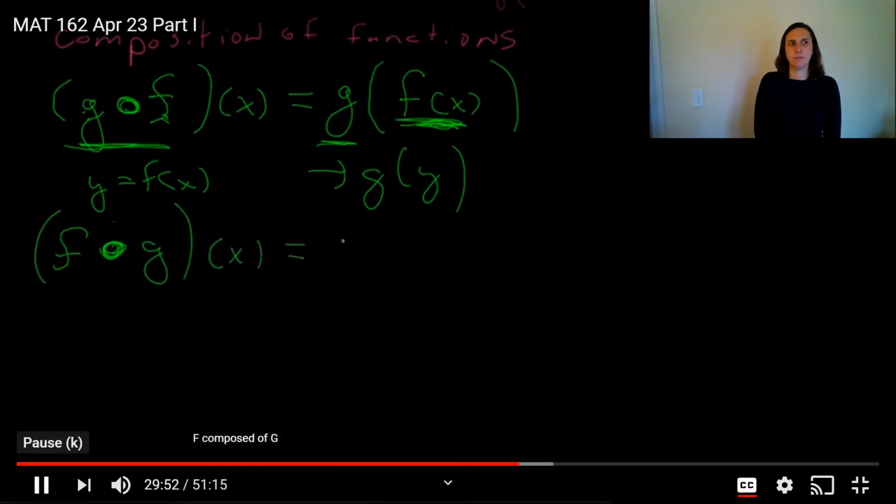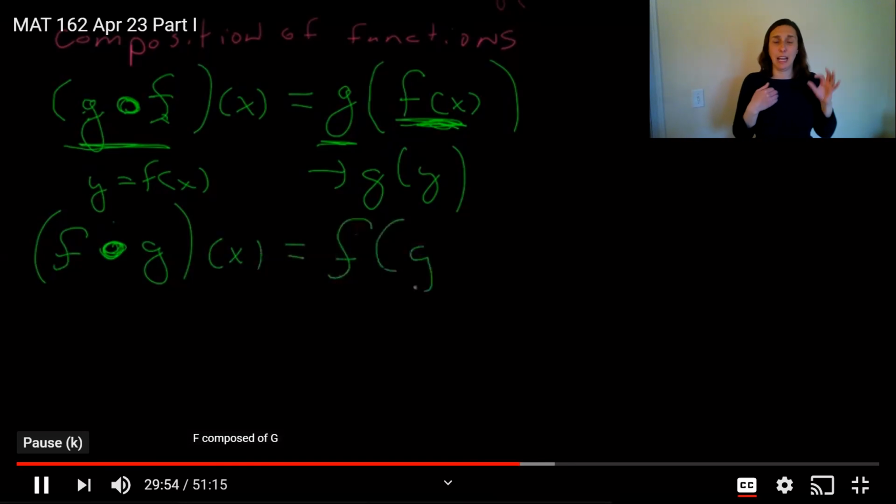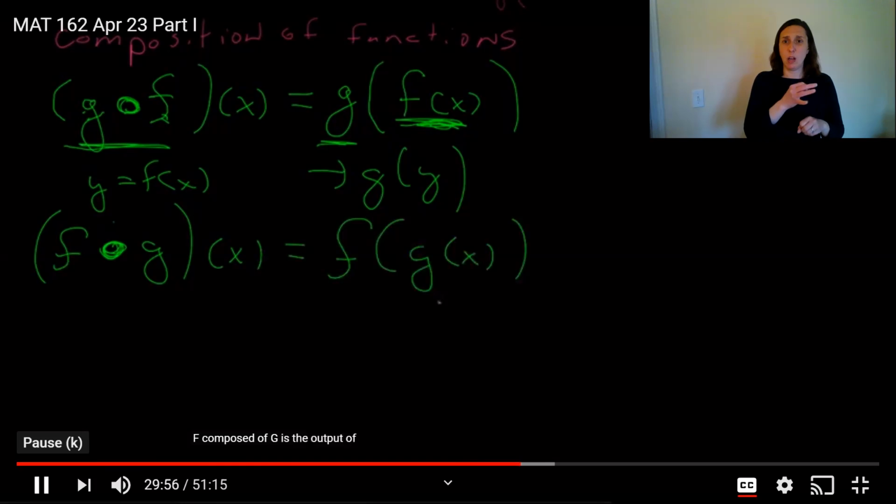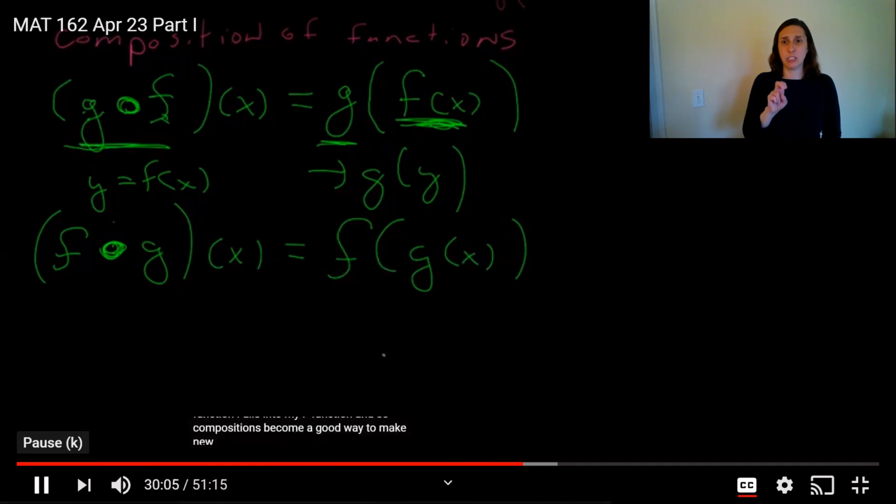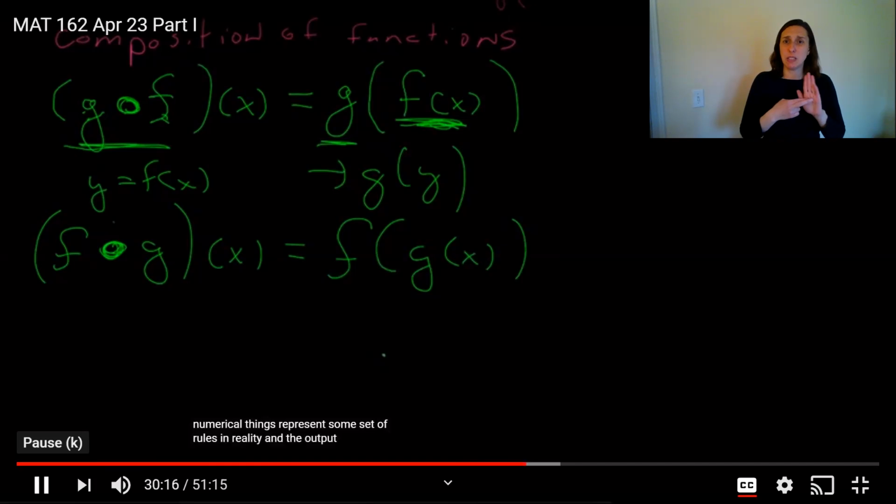F composed of G is the output of the G function falls into my F function. And so compositions become a good way to make new functions, relationships between different models. And so all of these numerical things represent some set of rules in reality, and the output of one set of rules becomes the input of another set. And we can chain this together for however much we need to.